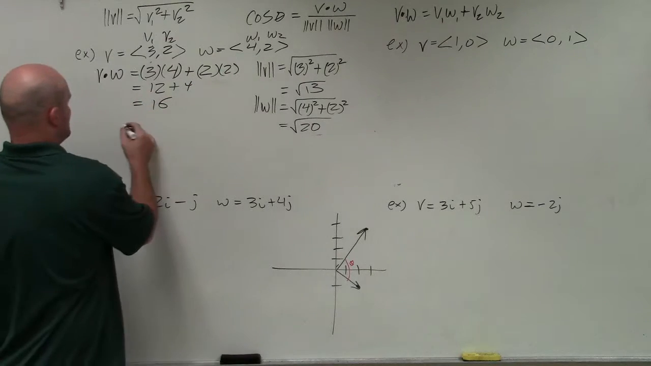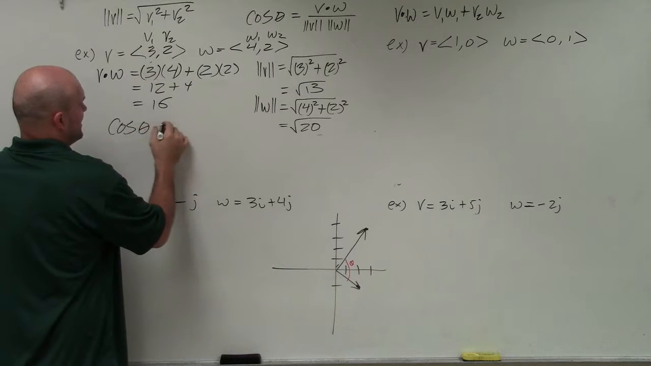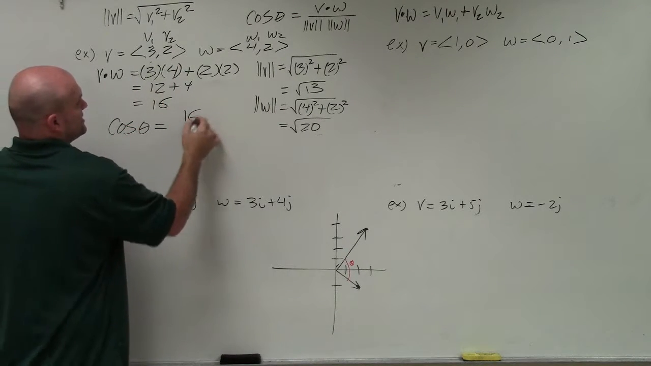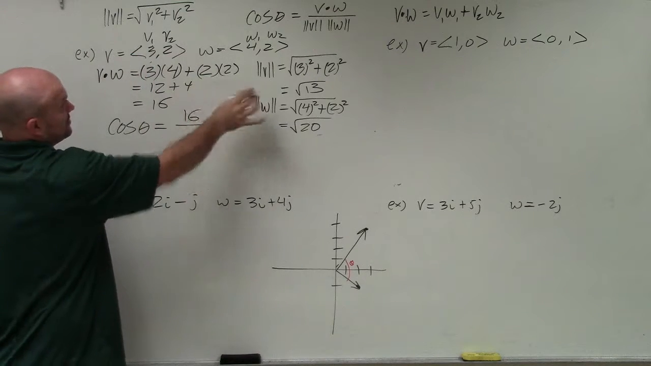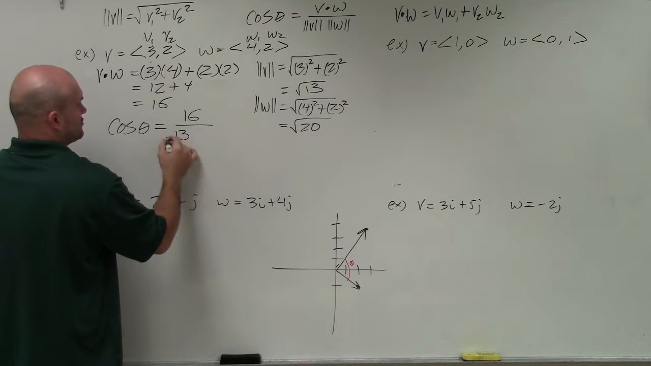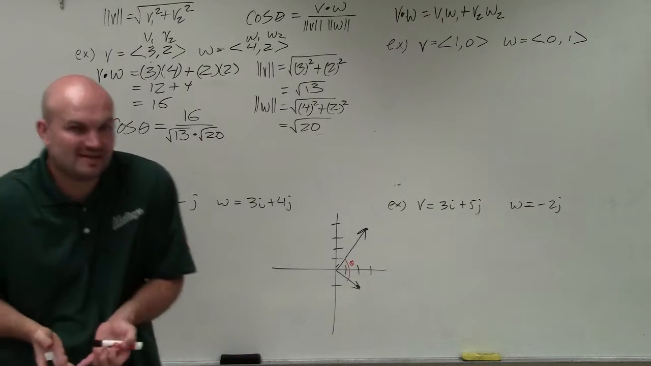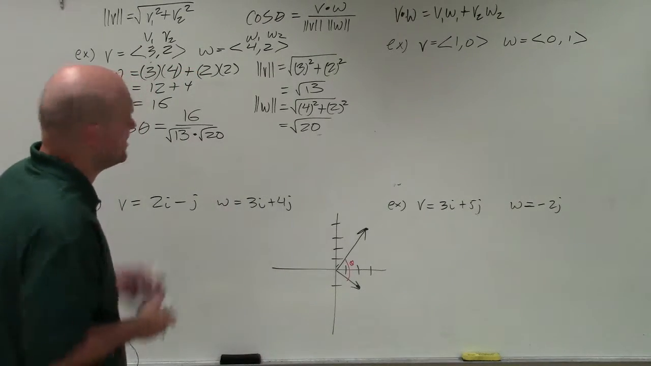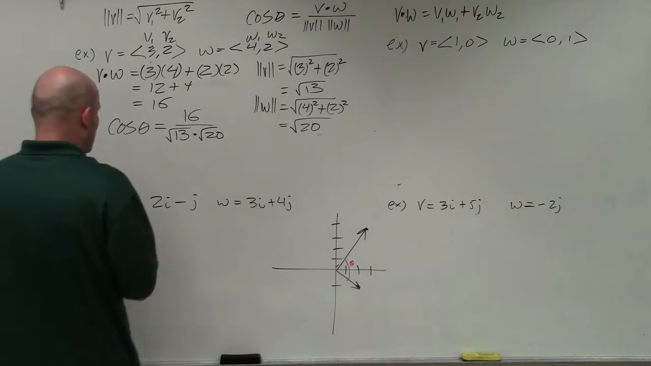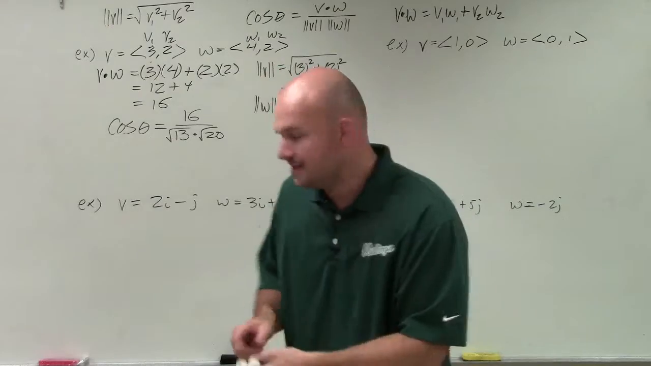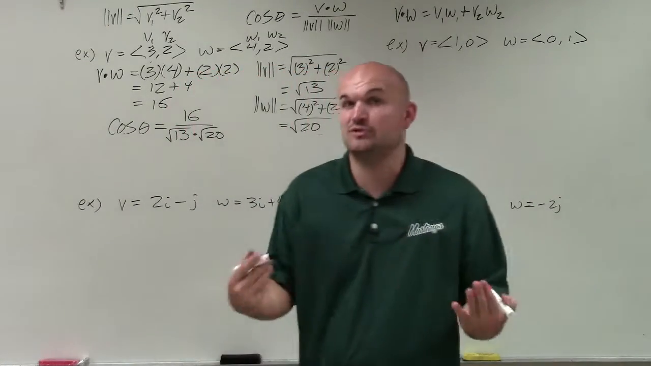Now let's go to our formula. Cosine of theta is equal to, because theta is what we're looking for, the dot product, which is 16, over the magnitudes: the square root of 13 times the square root of 20. Again, you could simplify that if you want to, but we don't have to. The main thing we want to understand is that we're trying to find theta, not cosine of theta, so I need to undo the cosine function.